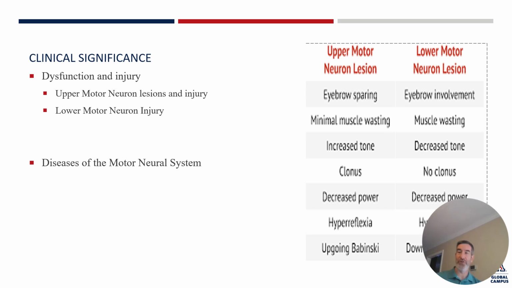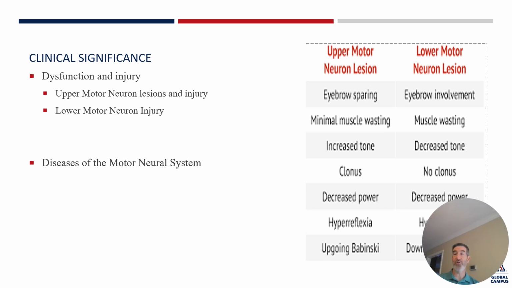Lower motor neuron syndrome occurs with injury to the anterior horn cells or the peripheral nerve. It may mimic an upper motor neuron lesion and is especially important to consider in the differential diagnosis.